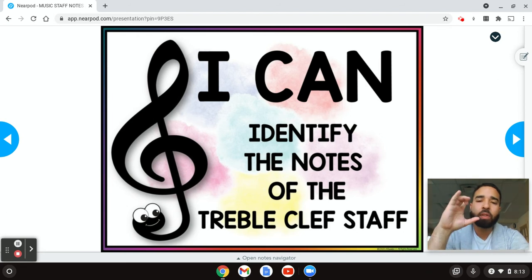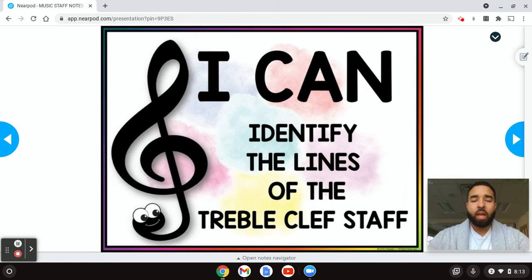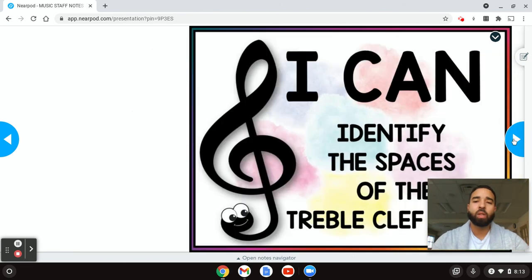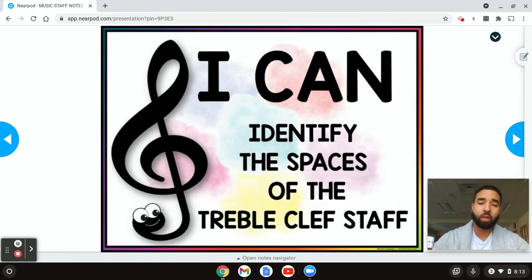So, at the end of these 2 weeks, you should be able to at least partially identify the notes of the treble clef staff. There are multiple staffs. There's a bass clef staff. There's an alto staff. But we're really focusing today on the treble clef staff. Okay. Moving on to the next slide. Another objective we're working on, more specific than just identifying the notes, is identifying the lines of the treble clef staff. So we have not only the notes that go on the lines, but the lines themselves, as well as the spaces of the treble clef staff.